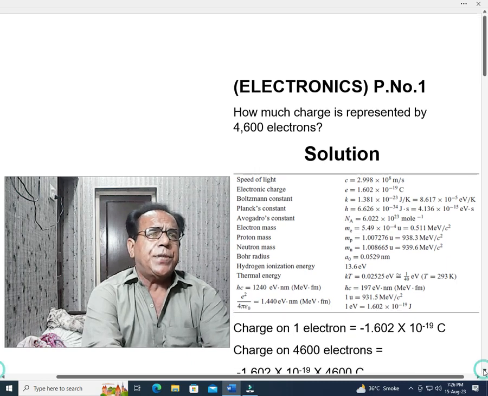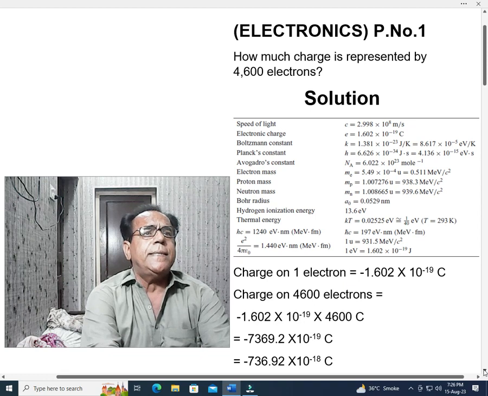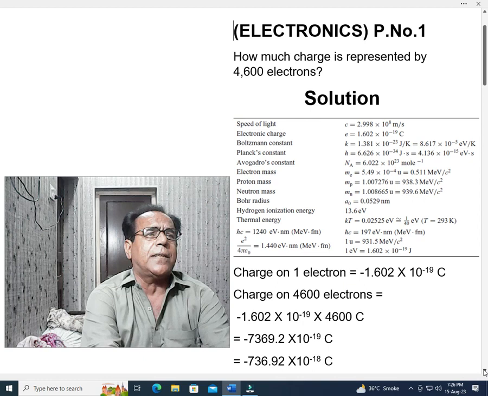First we come to the statement of the first problem. Okay. How much charge is represented by 4,600 electrons? Quite simple, very easy.